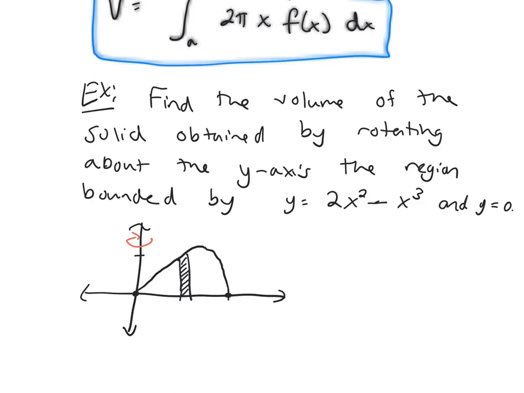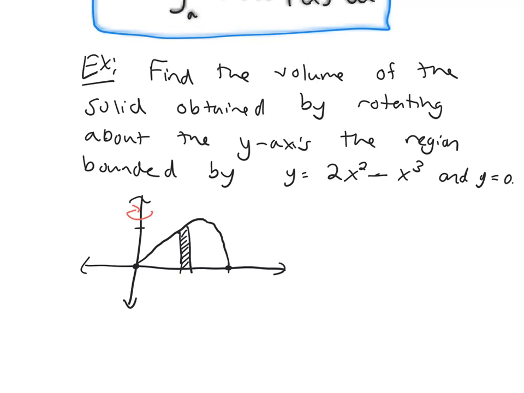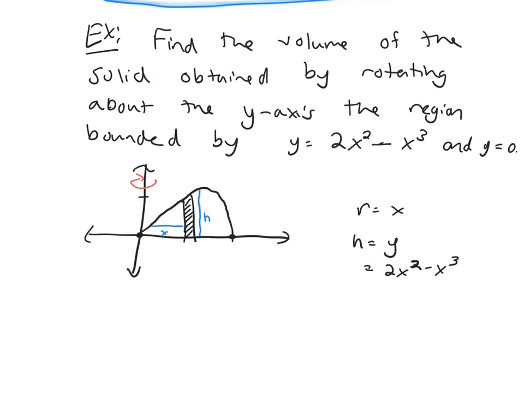So this is the same setup that we had in that picture before I gave you the formula. My radius here is x. We're integrating in terms of x again. So my radius here is x, and my height is y. But I'm going to integrate in terms of x, so this is going to be 2x squared minus x cubed. And now we set up our integral.